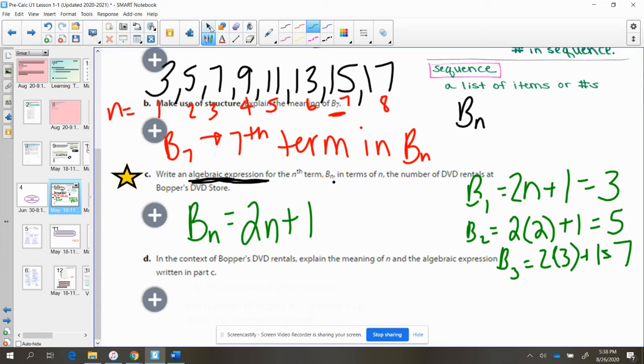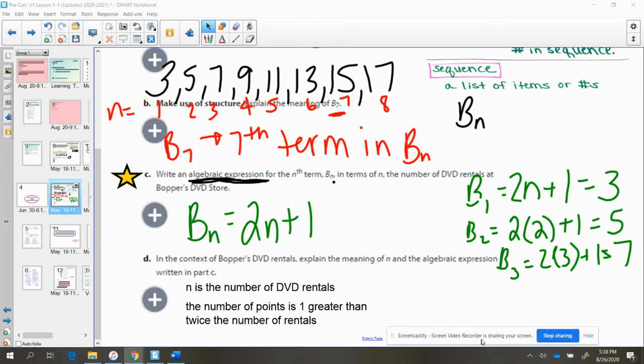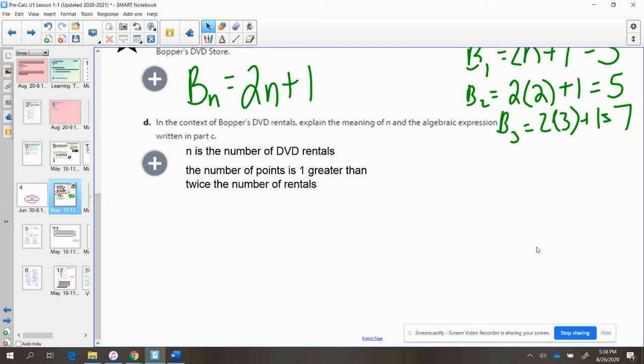Now, finally, for this page, what does n represent in the context of this situation with that expression? Well, again, n is the number of DVD rentals. And basically what we're saying is twice the number of DVD rentals plus 1 is going to give us the total amount of points in our account.